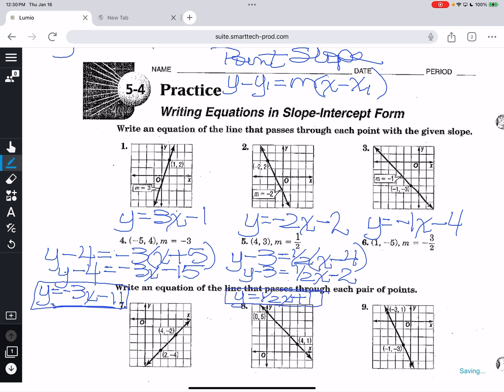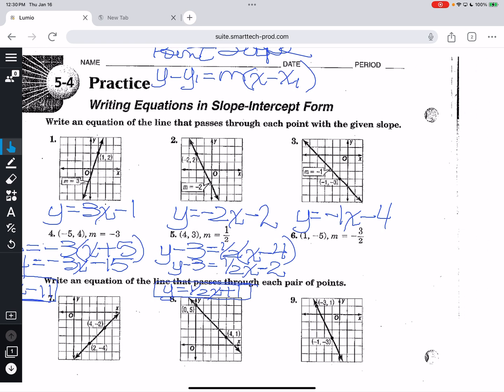Okay. Look at number 6. Let's get our setup going. You set it up. See if you can get that set up.